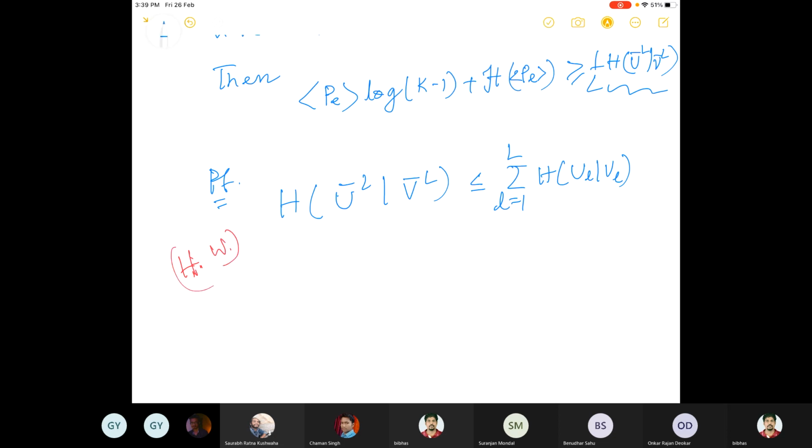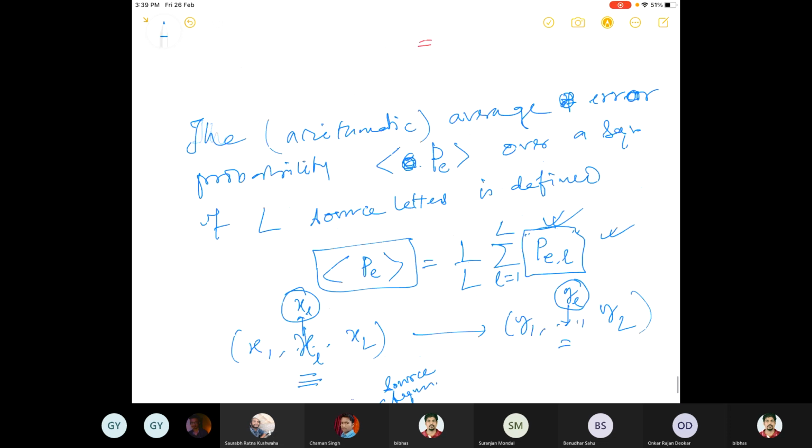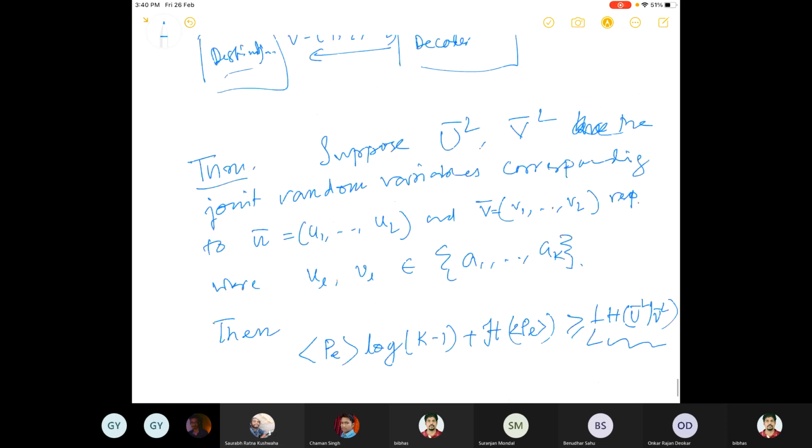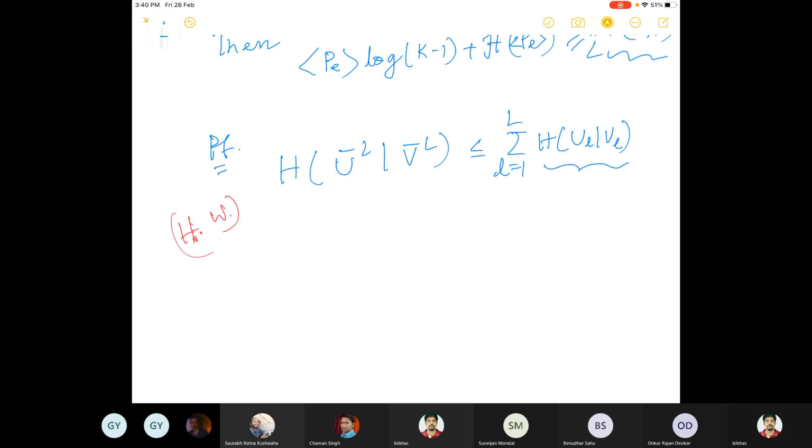Now from the previous theorem, what do we have? We know the bound, that this guy is less than or equal to this. You can consider U and V this way. This is less than or equal to the product of E log of K minus 1 plus entropy of P. So let us use that. Then what will happen? This is less than or equal to, overall L equal to 1 to L, probability of E, but here I'll write L, because I'm doing it for the Lth, then log of K minus 1 plus entropy of P of EL.